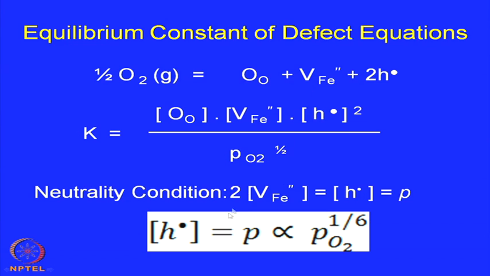Remember, this is sometimes confusing, most of the time the mistake is that the 2 goes to the other side, right. So, you have to see the 2 is on the right side. So, the concentration of holes is actually 2 times this, because for each iron vacancy 2 holes are being generated, right. Now, this concentration of holes is actually known as p. It is denoted by p, the positive. This comes from semiconductor physics.